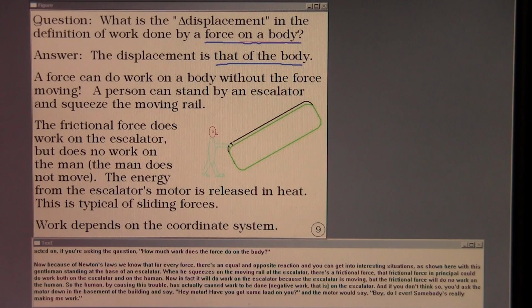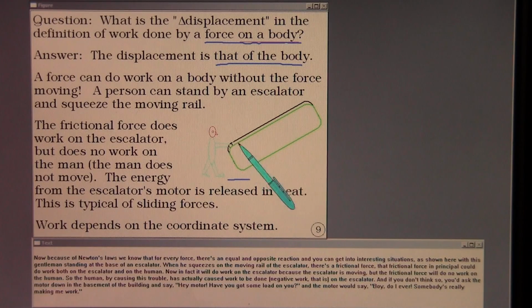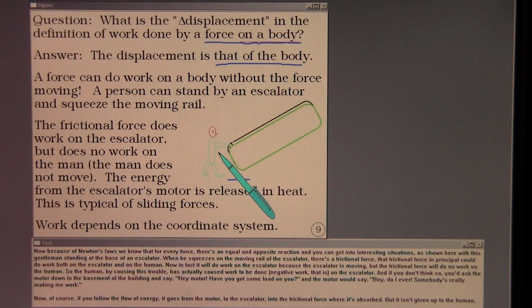Now, because of Newton's laws, we know that for every force there's an equal and opposite reaction. And you can get into interesting situations as shown here with this gentleman standing at the base of an escalator. When he squeezes on the moving rail of the escalator, there's a frictional force. That frictional force, in principle, could do work both on the escalator and on the human. Now, in fact, it will do work on the escalator because the escalator is moving, but the frictional force will do no work on the human.